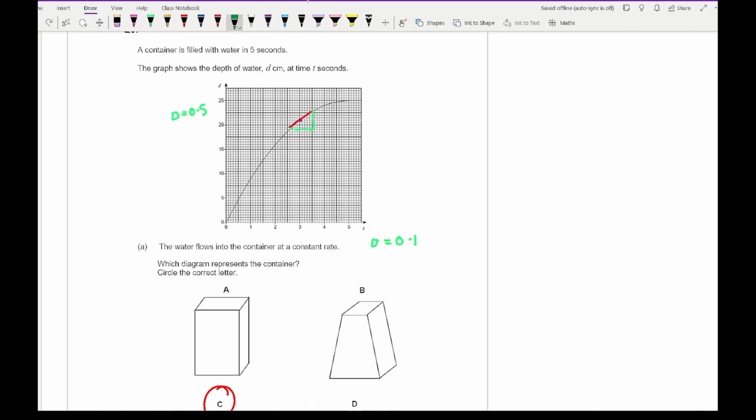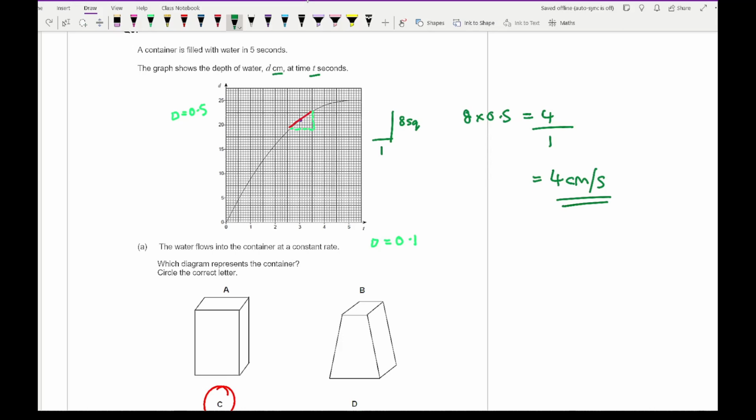So looking at this, I count around about 2, 5, 7, 8 squares. So 8 squares up. And going across, I probably make that out to be about 1. So 8 times 0.5 is 4. And 4 divided by 1 gives me an answer of 4. And then the units are going to be our y-axis units, which is centimeters, over our x units, which is seconds. So it's going to be 4 centimeters per second. But again, as you can see, any answer between 3.6 and 4.4.